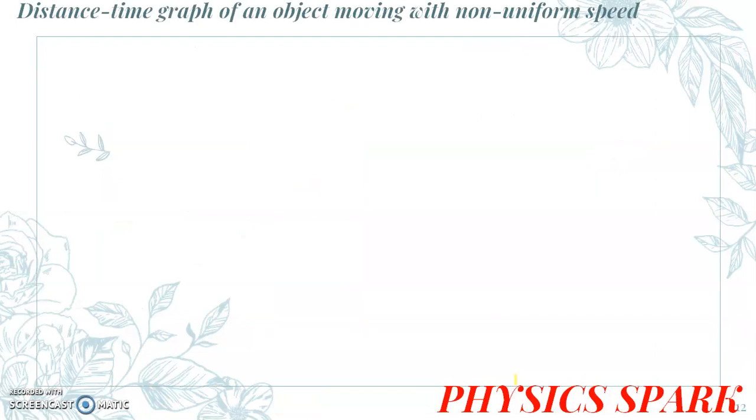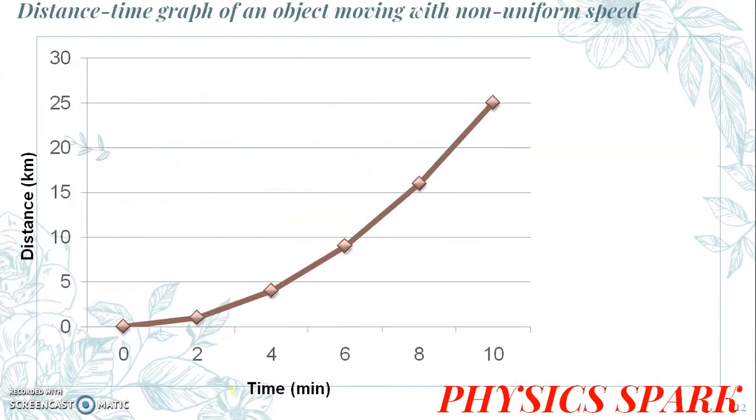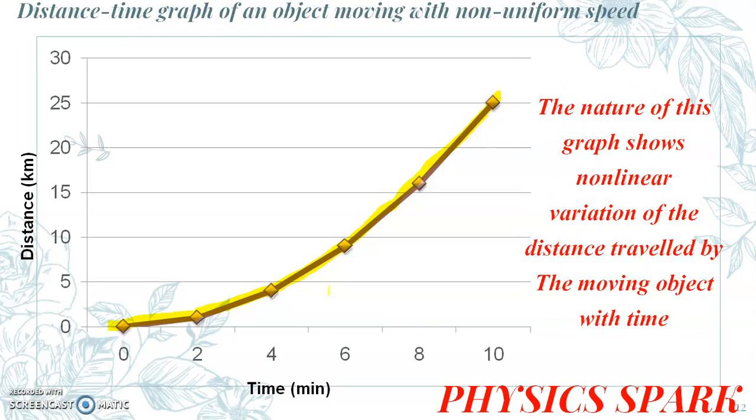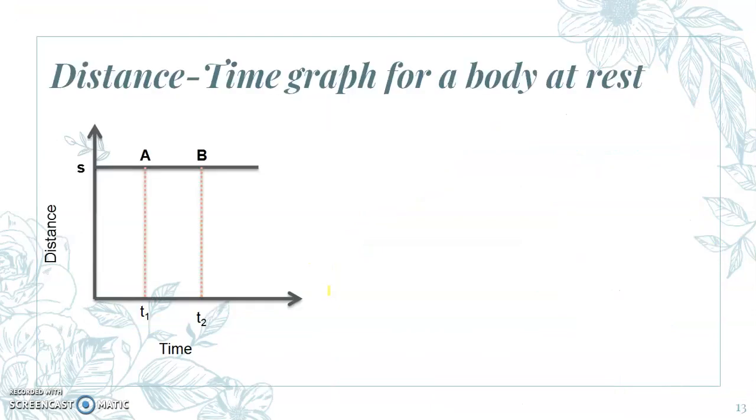Now when a body is moving with non-uniform speed, then this graph looks like this. It is not a straight line because here neither speed is constant, time is constant or distance is constant. Either speed, distance changes, or time changes. So this is not a straight line. It is a curved portion, and this shows the non-linear variation of the distance traveled by the moving object with time. Non-linear means not a straight line.